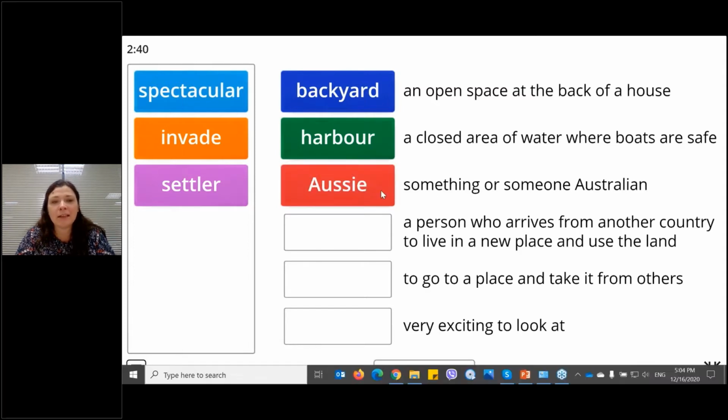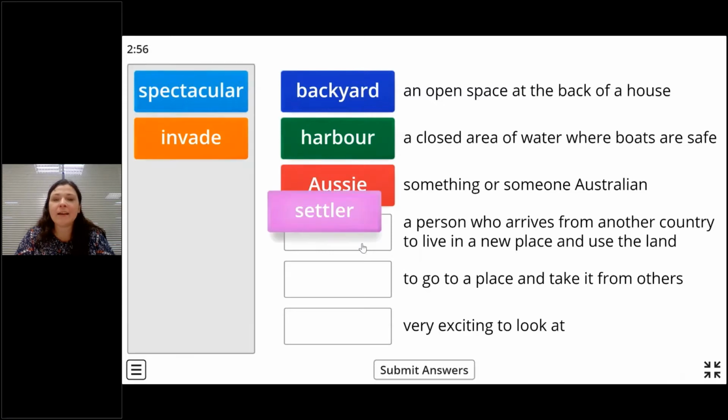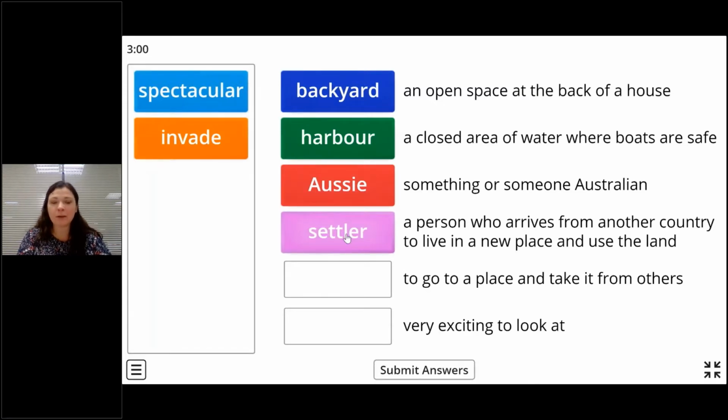A person who arrives from another country to live in a new place and use the land. Is it a peaceful person in this case? Great. Thank you very much for your active participation. This is settler, yeah? Kind of a positive word, yeah? Because settler, just the person who came and started to live in your place. But what about the next word? This is a verb. To go to a place and take it from others. It's not so peaceful, right?